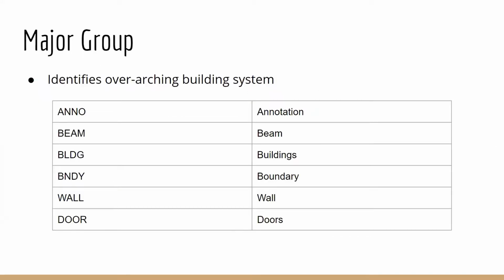Major group. The major group is used to identify the overarching building system that the layer falls into. As seen in the table below, the major group is represented by 4 characters that correspond to the building system. These are just some of the most common building systems, but there are a lot more.